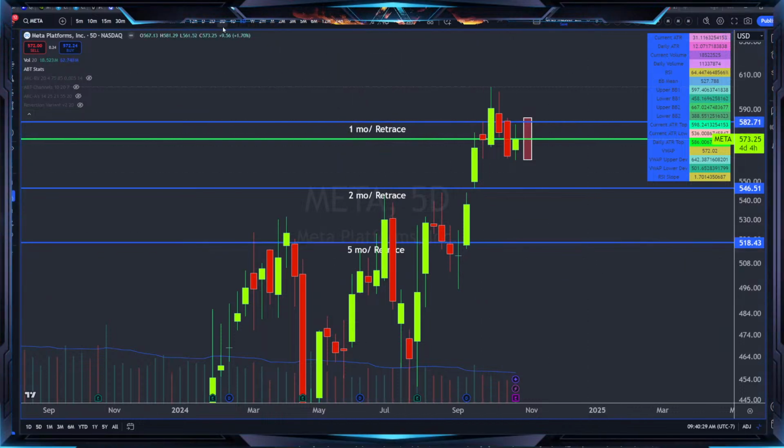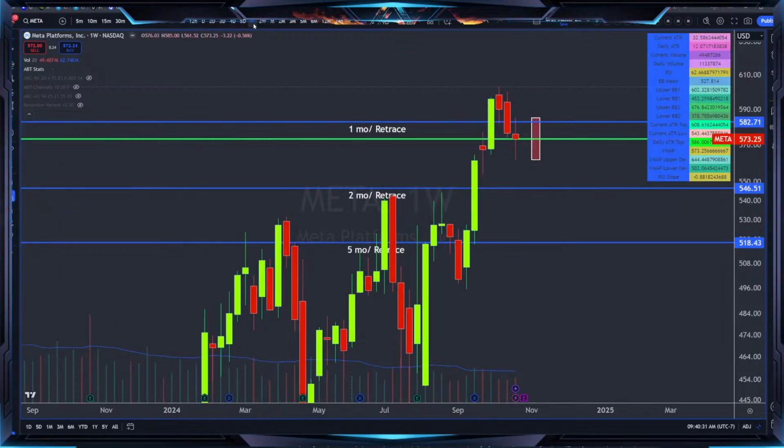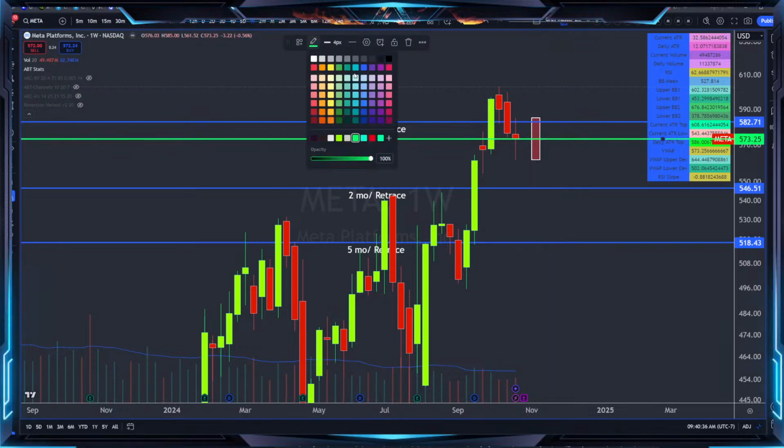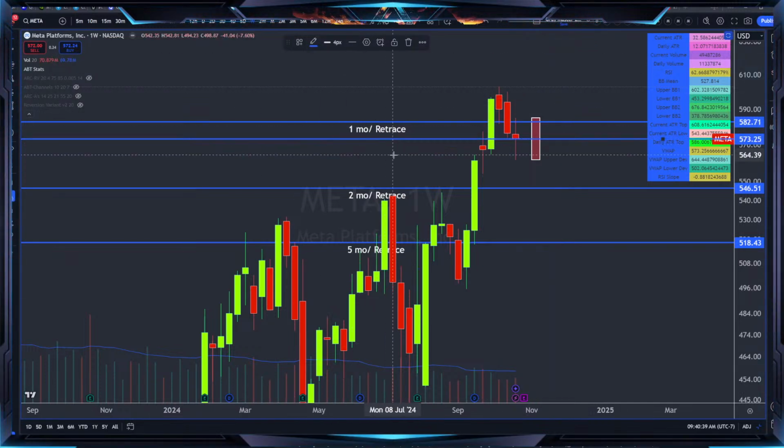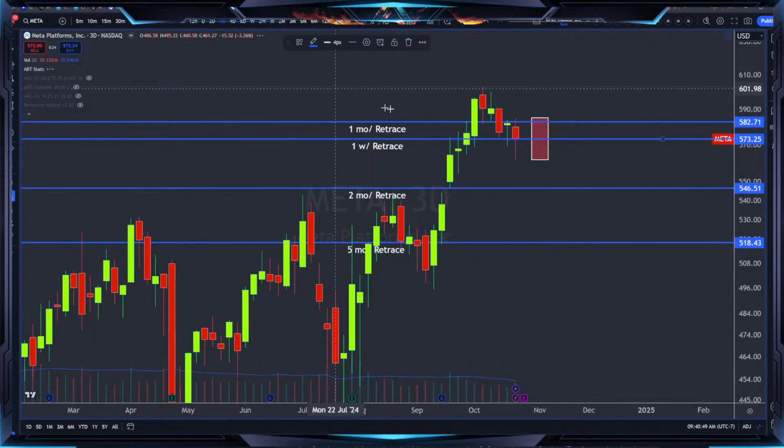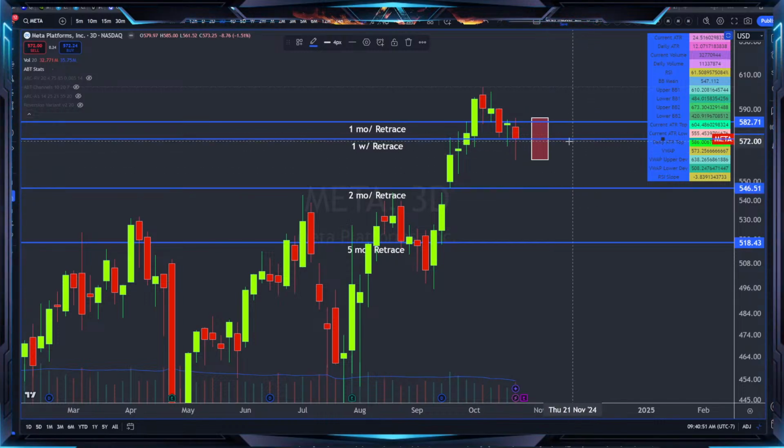So now let's go back down to the weekly time frame, right? We got a weekly close on this. The weekly close is already at that point. So let's mark it off and say 1 week retrace. Good stuff. Okay, and we know that we got a 3-day as well. The 3-day is confluent to the weekly time. So now we can say 1 week and 3-day retrace.